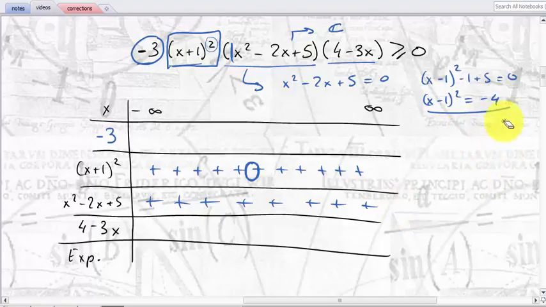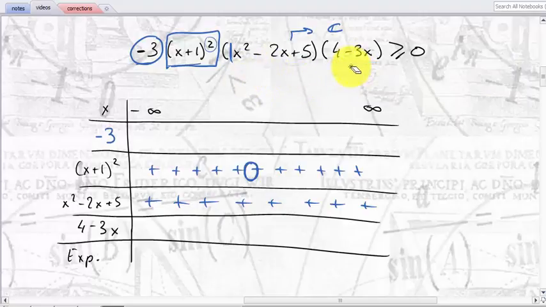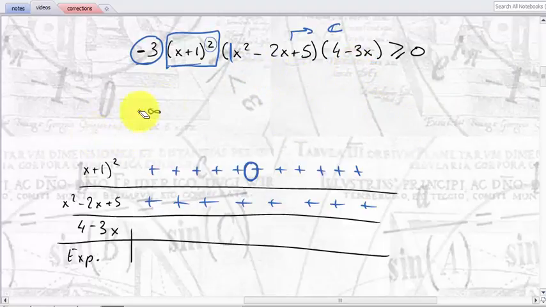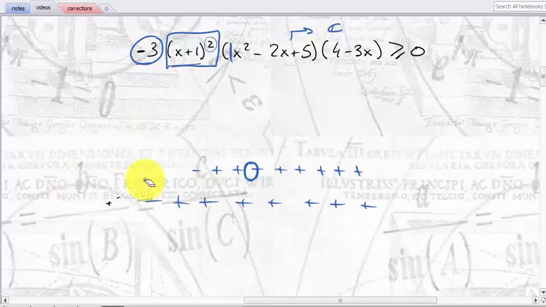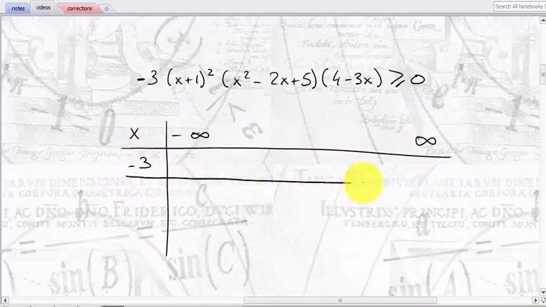All right, with that in mind, I should not have drawn my chart before looking at all the various factors here, because I don't need to draw such a complicated chart with all of these different factors. I'm going to draw a simpler chart. So I have x right here going from -infinity to +infinity. I will put my -3 because that's a negative sign that will change my sign at the end.